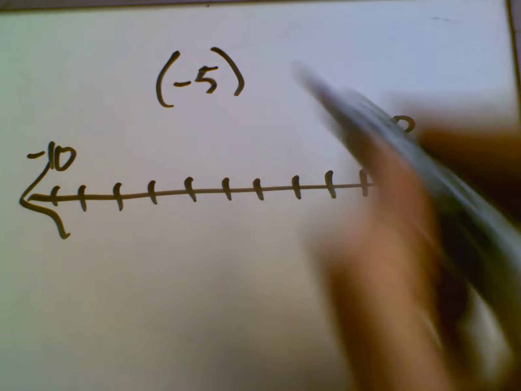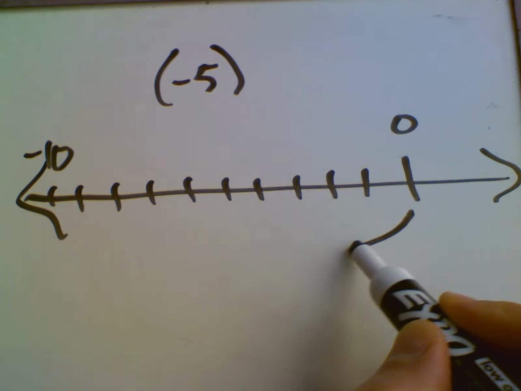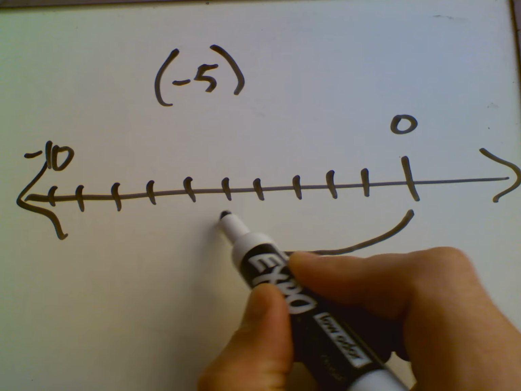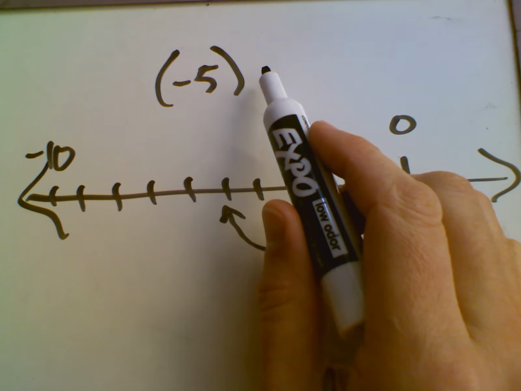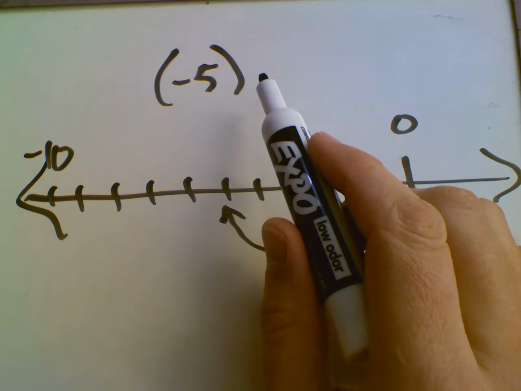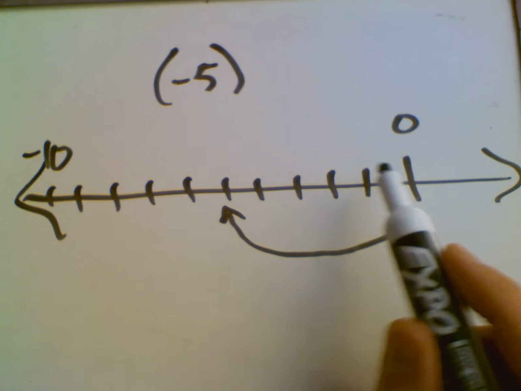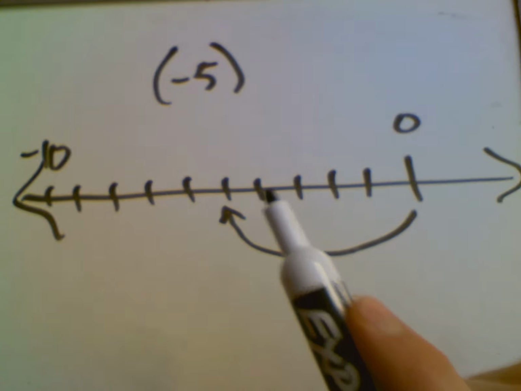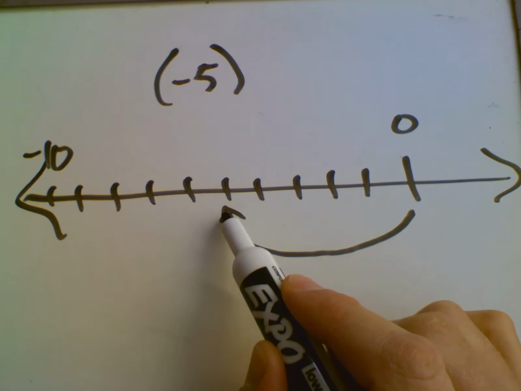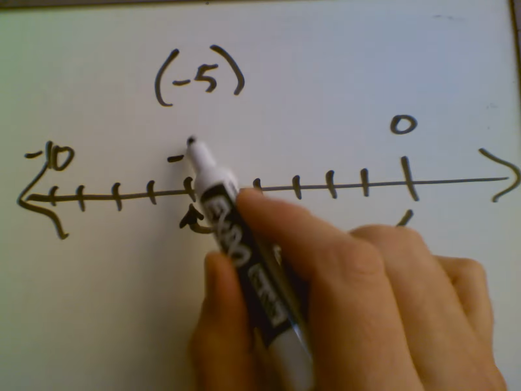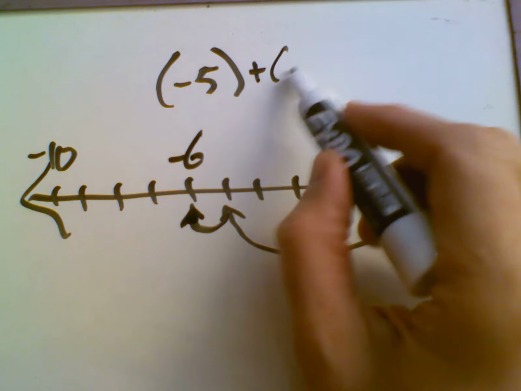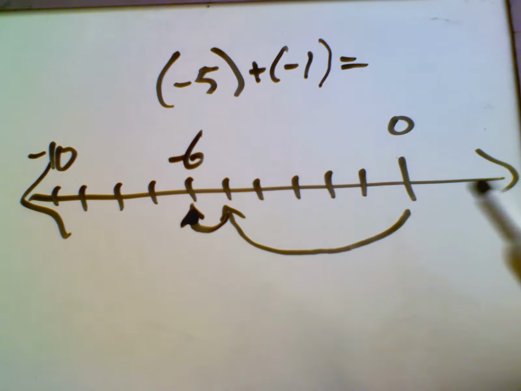So we're starting with negative 5. 1, 2, 3, 4, 5. There's our first jump is negative 5 plus negative 1. Now normally plus you would think you would be going up in a number line, but it says plus a negative 1. So I'm adding on a negative 1. So my answer is negative 6.